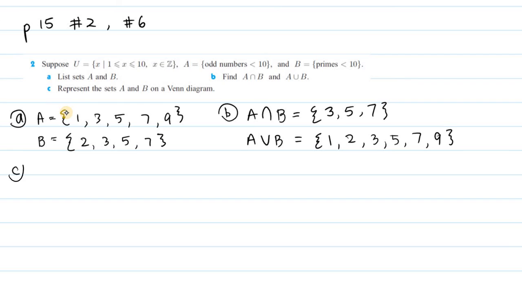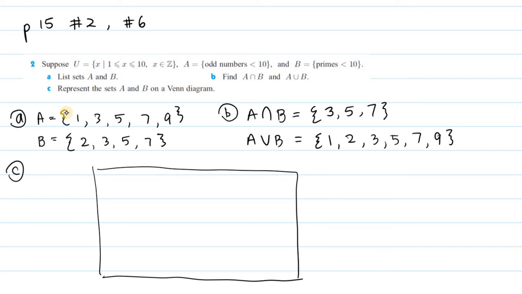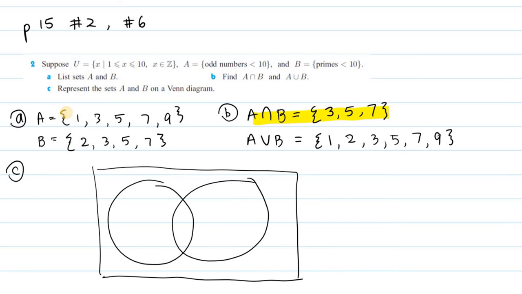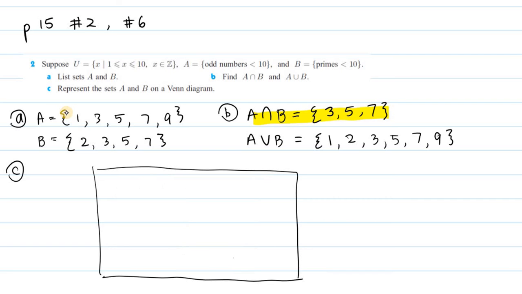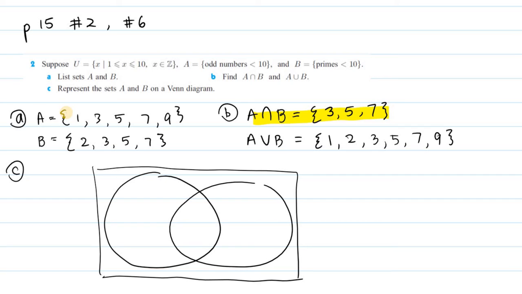And then part C, it wants us to represent this information on a Venn diagram. So I'm going to start with my universe. I know already that these overlap because if I look at the intersection, there were parts in the intersection. So I'm going to draw my 2 circles. I'm going to draw them big enough so that their overlapping area I can write in. This is A. This is B.